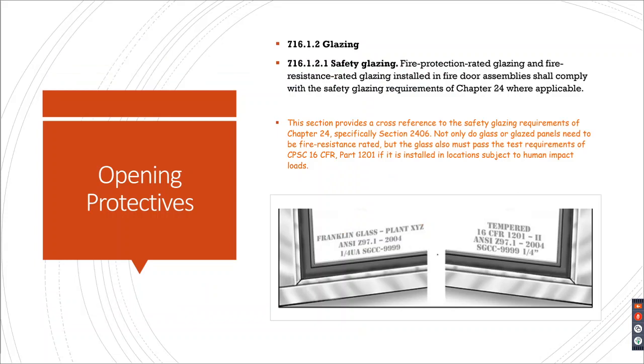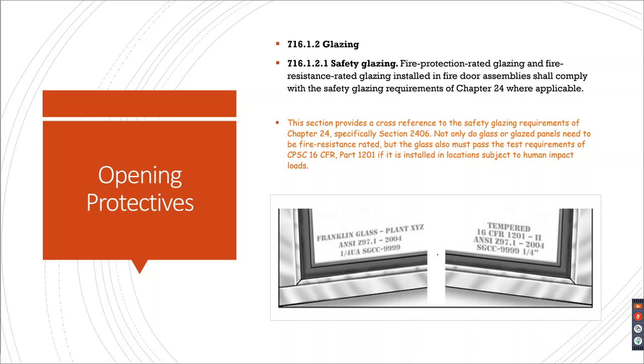So still part of this section: the safety glazing, fire protection rated glazing, and fire resistance rated glazing. If you remember from the first time, those are two different things. One could be tested as a wall, one's just tested as the opening. But fire protection rated glazing and fire resistance rated glazing installed in fire door assemblies shall comply with the safety glazing requirements of Chapter 24 where applicable.